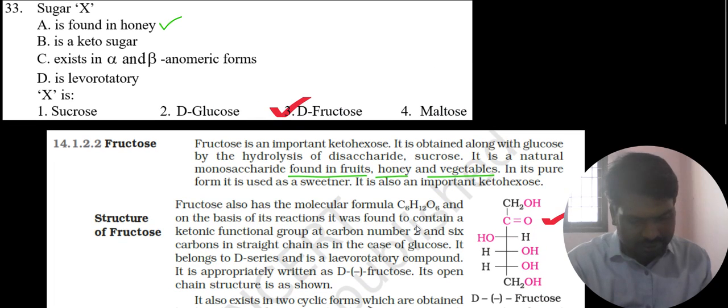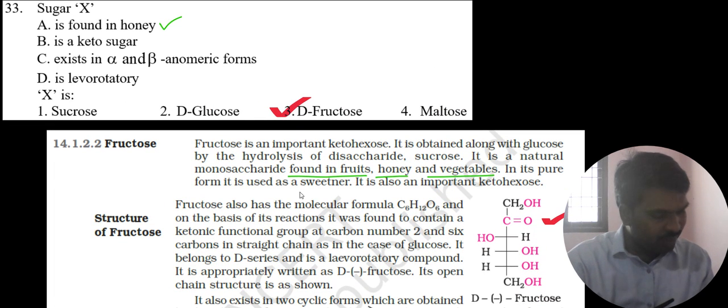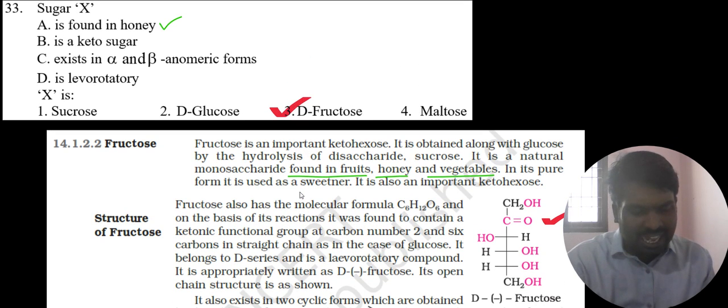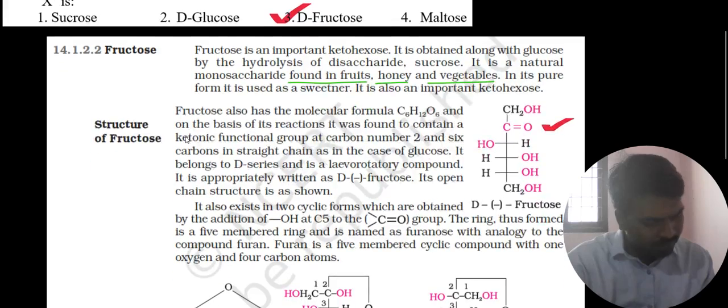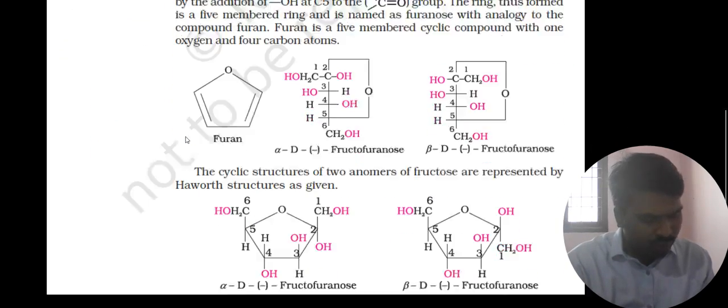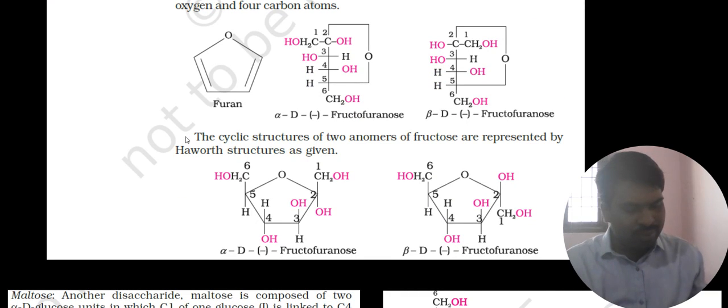Which is the right answer? It is a keto sugar, so yes, D-fructose only. Next, it exists in alpha and beta anomeric forms. Now we can write Haworth formulas. This fructose can be written as Haworth formulas: alpha-D-fructofuranose and beta-D-fructofuranose.